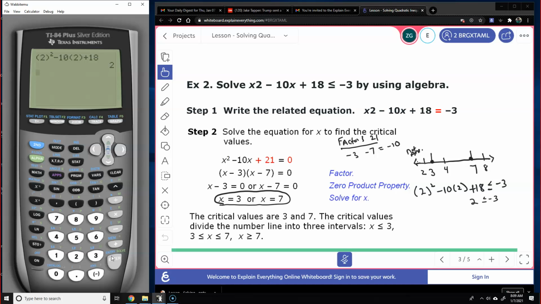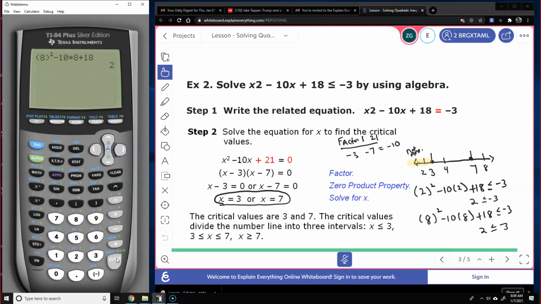So now we're going to check 8, because 8 comes after 7. So we have 8 squared minus 10 times 8 plus 18, and we're going to check if that's less than or equal to negative 3. So come over here. Now, if this is an answer, it's going to have to be less than or equal to negative 3. Once again, we get 2. So I'm going to go ahead and use my highlighter.